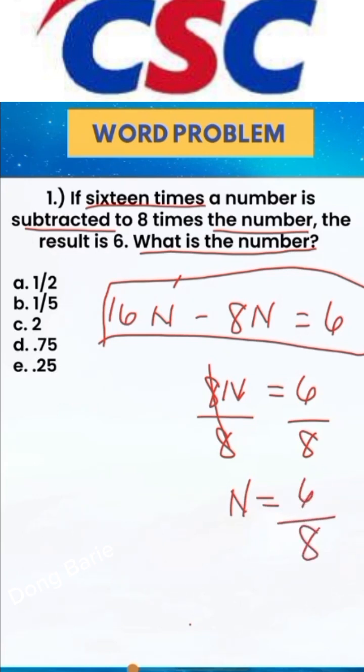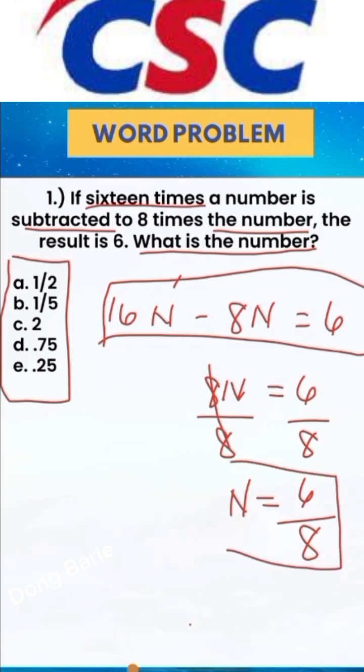Okay. Dito sa choices natin, wala pong 6/8. At minsan, binibigyan po nila ng twist at hindi talaga nila nilalagay yung mismong nakuha natin. So, dito, pwede po naman natin tong i-simplify. Okay. Kunin natin yung greatest common factor niya na 2. So, divide lang natin both side by 2. Okay. Para mas ma-simplify siya.